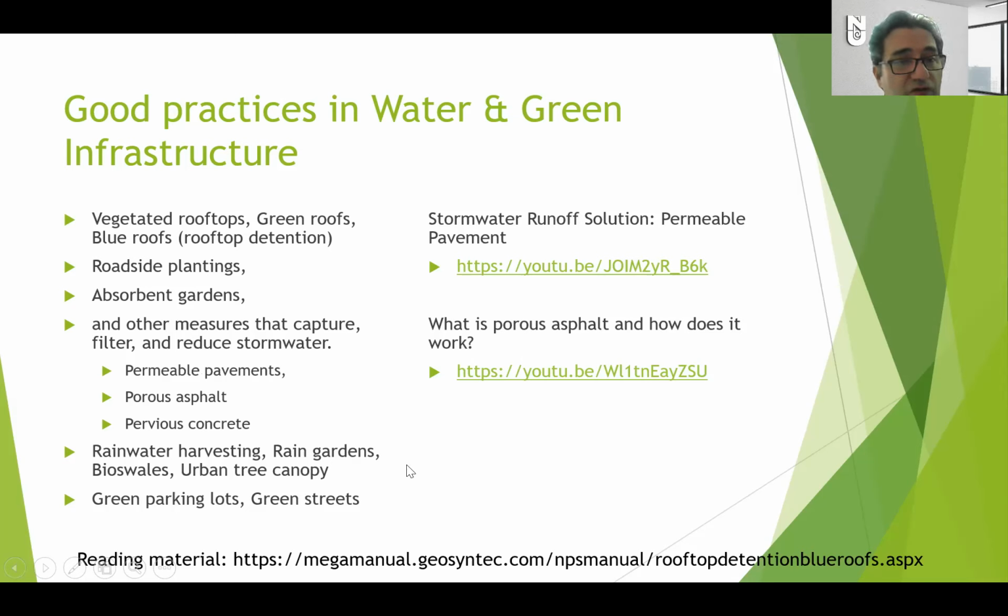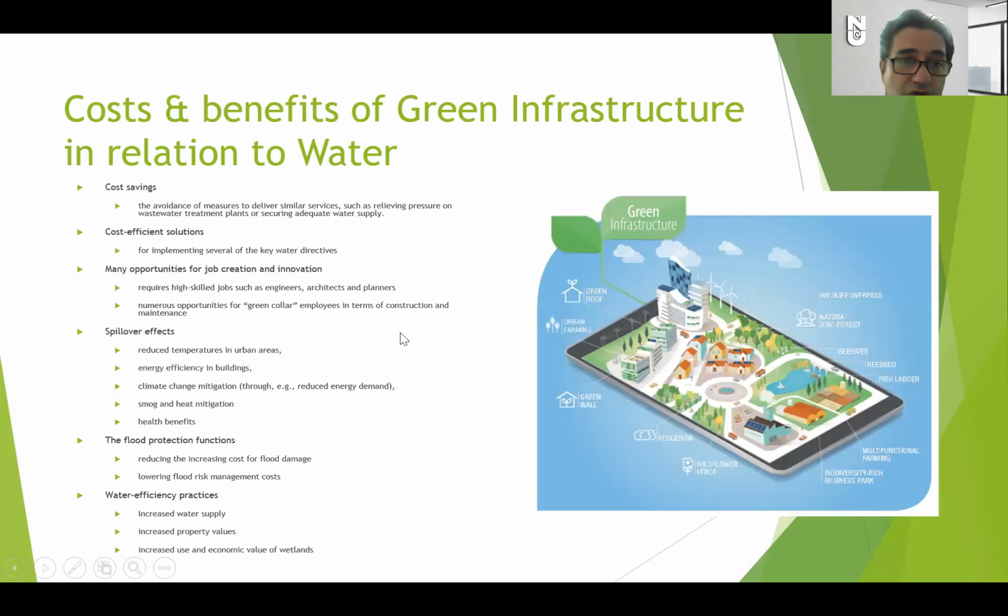It's also possible to design the infrastructure for rainwater harvesting, rain gardens, and bioswales. Urban tree canopy is also another important component in designing green water infrastructure. It might also be possible to make some designs for green parking lots and green streets. So these are some concepts in relation to green infrastructure.